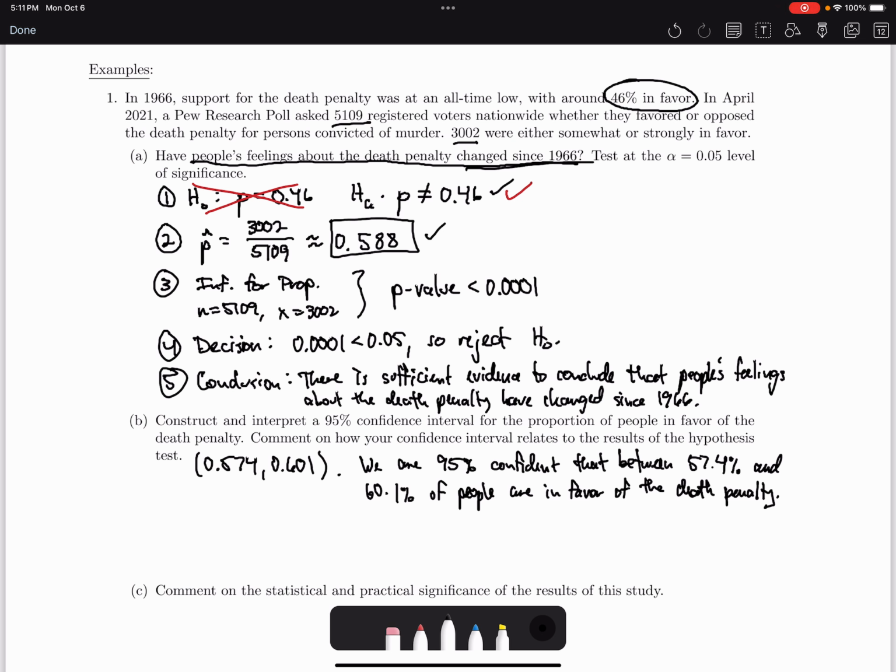Okay. We were also asked to comment on how your confidence interval relates to the results of the hypothesis test. Well, with our hypothesis test, the null hypothesis was that p equals 0.46. But as you can see, 0.46 is way outside of our confidence interval. So we strongly suspect that this is not the case, right? Because 0.46 is not in here, right? That corresponds perfectly with our rejection of the null hypothesis in our hypothesis test, right?